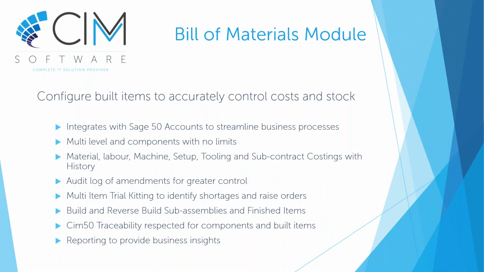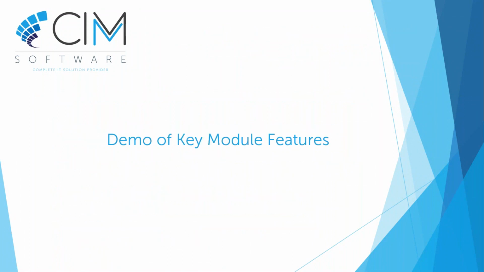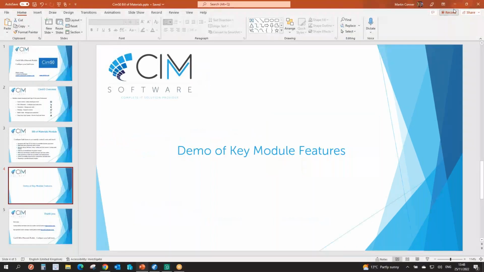We've got reporting, with good business insights into data, so costing reports, pie charts, etc. We've also got indented parts lists, where-used reports, those sorts of things. So all useful information to allow you to run your business from a manufacturing respect. So let's have a look at the Cim50 module.